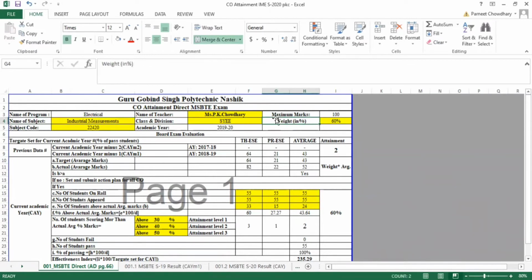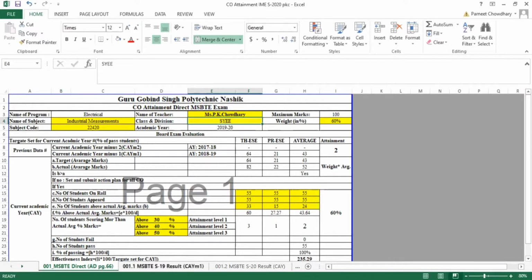So now I will be telling you what are the values that you need to change, and you will get the respective values auto filled in this Excel sheet as all the sheets are linked to each other. So here you can see this is the first sheet, 001 MSBT direct attainment. So this is the MSBT direct attainment. It is in the academic diary page 66.